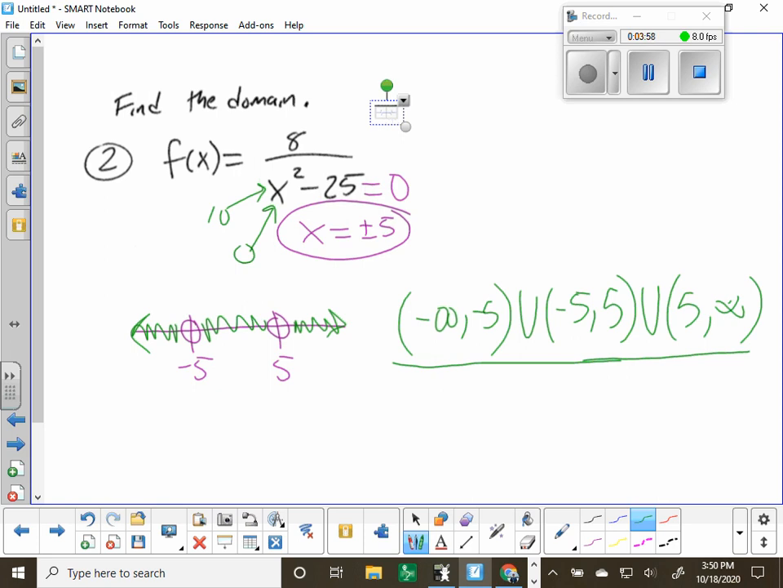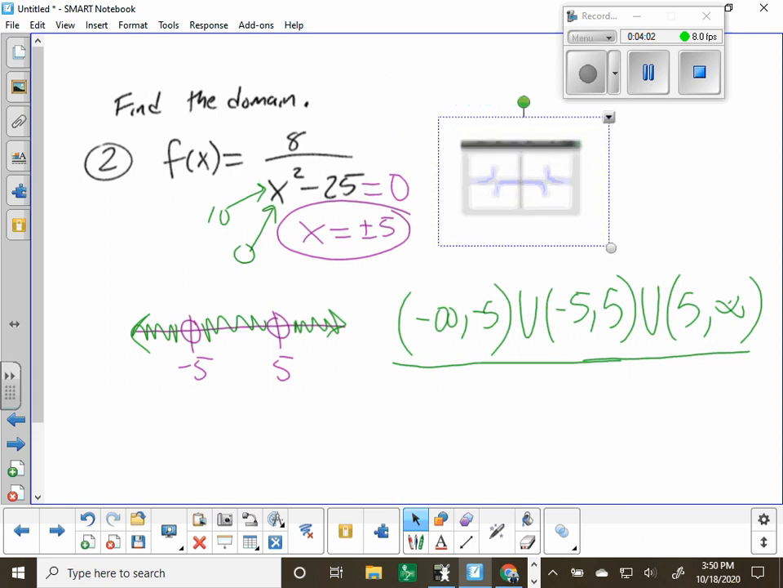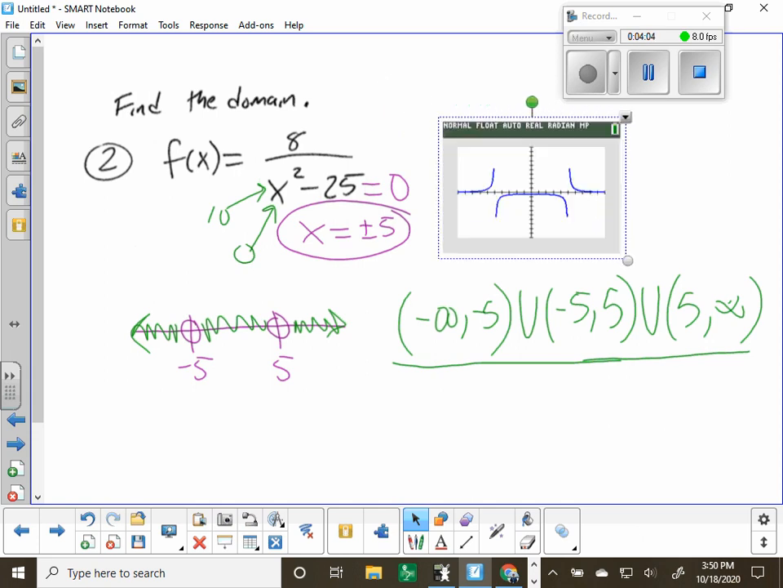Also, you can look at the graph of this, and I did that. I typed this into the calculator, and this is what the graph looks like. And you can clearly see that when x is negative 5 and 5, it creates the vertical asymptote. So right here and right there, it cannot be 5 or negative 5. It breaks up the function into 3 parts: the parts that are smaller than negative 5, between negative 5 and 5, and greater than 5.